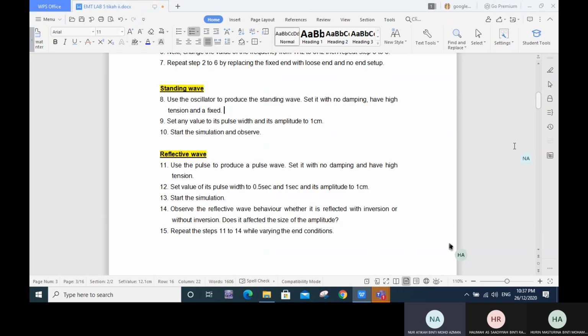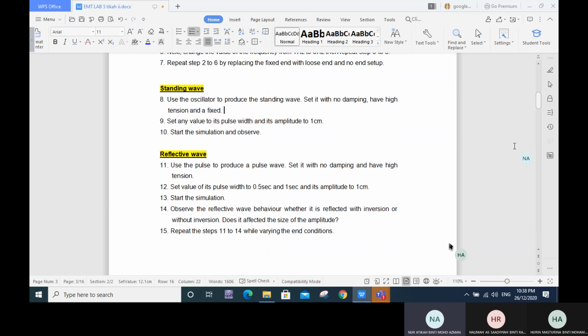We set it with no damping and high tension. We use different types of end, that is fixed end, loose end, and no end. We still set the pulse width to 0.5 second, and later we will change it to 1 second, and its amplitude we fix to 1 centimeter.